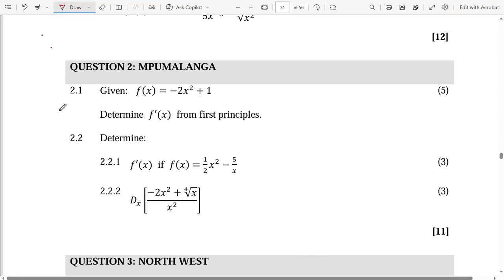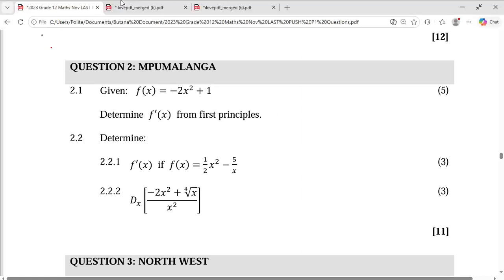Okay, now we're still on Mpumalanga. Let me look at this one. This one is an easy mark, 2.1. This is what you are given. This is one of my favorite questions when it has to do with first principle, especially the derivatives. So 2.1, you are given f of x and they want you to determine f prime from first principle.